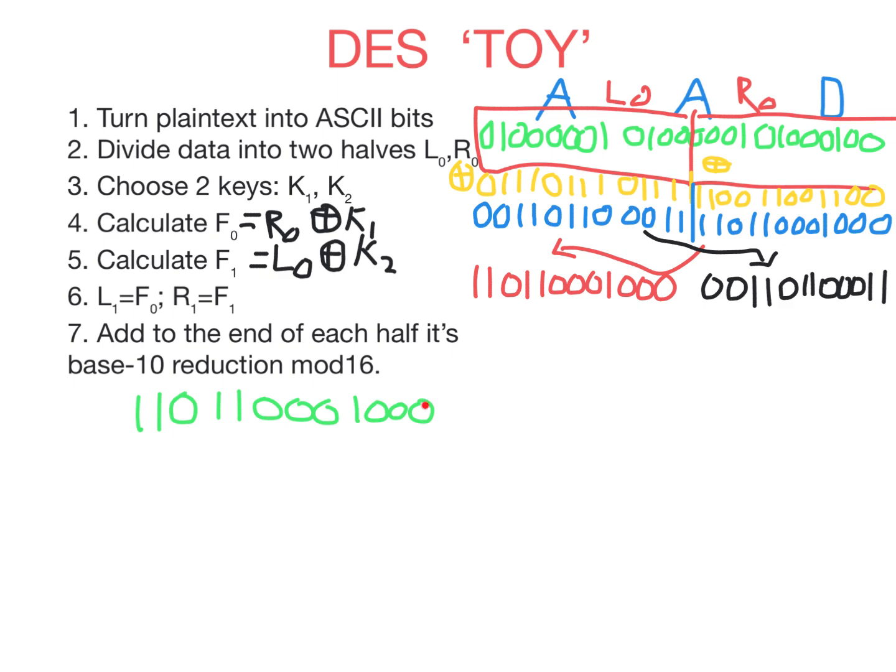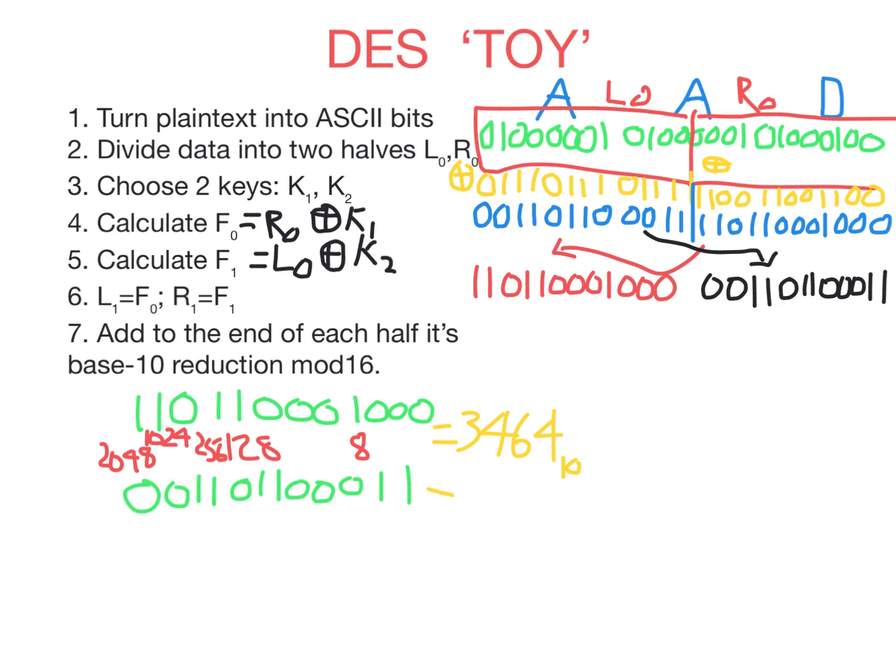So we have 1, 2, 4, this is in the 8s column, then 16, 32, 64, 128, 256. Next one is 512, 1024, and 2048. So that in base 10 is the number 3464. We're going to do the same with this string here, write it in base 10. So this is the number 567.